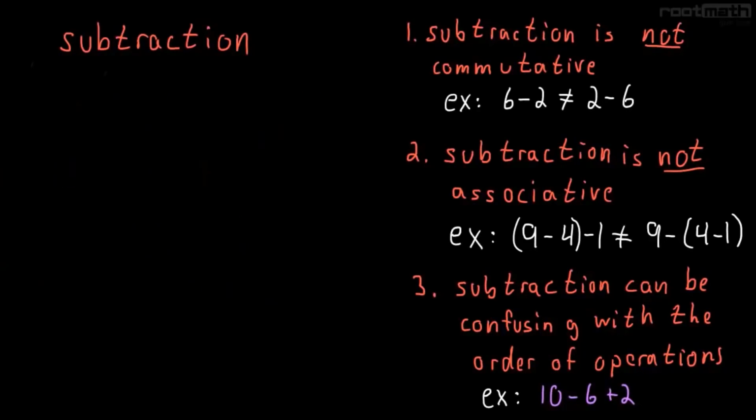But all is not lost. There's something we can do. We can actually turn subtraction into addition, because a minus b is an abbreviation for a plus negative b.